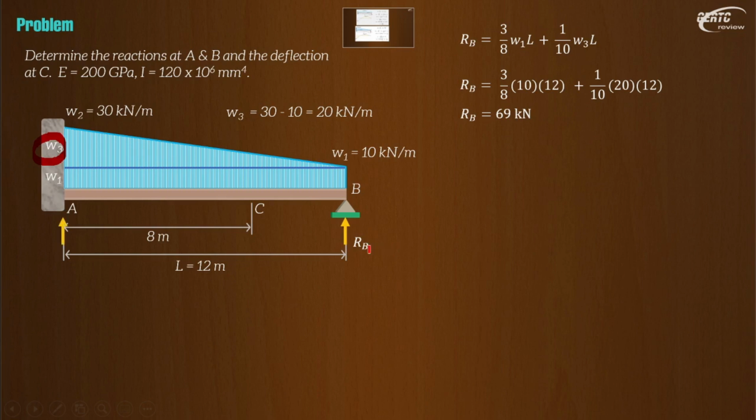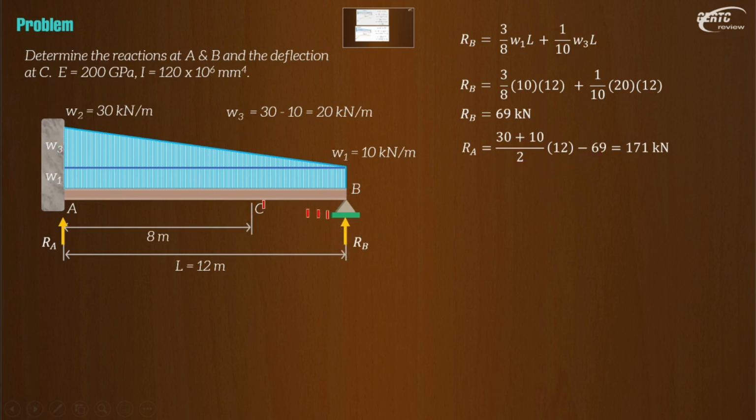Okay? Now, for the reaction at A, that will now be very easy. Summation of forces vertical 0. This will be the total load minus the reaction at B, giving you 171 kilonewtons. You don't have to memorize that. Even the moment, you don't have to memorize the formula for the moment at A. Once we have the reaction RB, you can easily solve for the moment at any point.